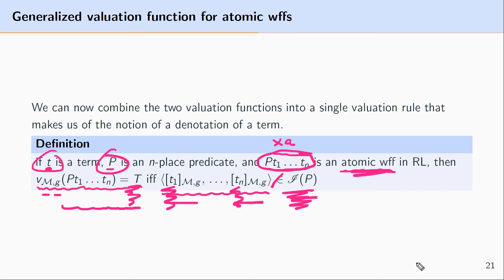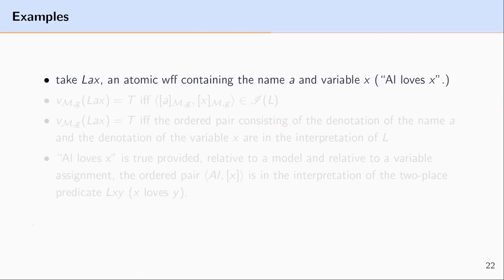Let's look at an example now. Let's take LAX, an atomic well-formed formula, and we'll notice something about it. It has a name A and a variable X. And we can say that this formula stands for Al loves X. So we'll say that this formula is true if and only if the ordered pair that consists of the denotation of A and the denotation of X is in the interpretation or the extension of this loving relation.